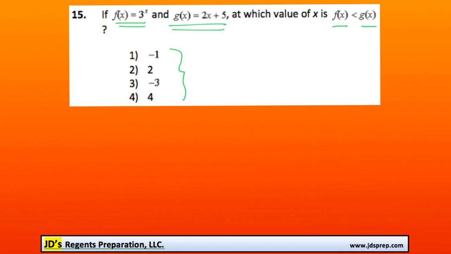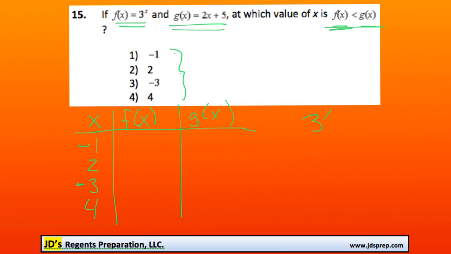Because this is multiple choice, we can plug in each of these values of x and see which one makes this inequality true. So we'll test out the different values of x. We'll try -1, 2, -3, and 4, and see what happens when we replace f of x and g of x with those numbers. Okay, so f of x is 3 to the power of x.